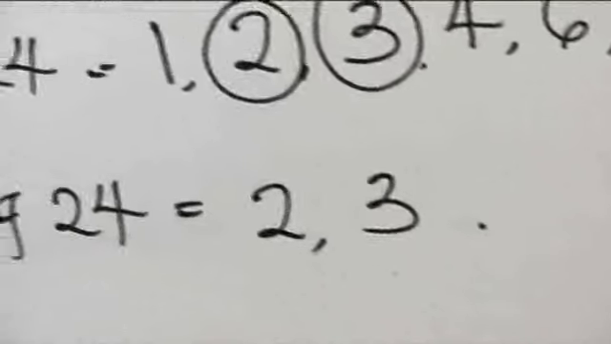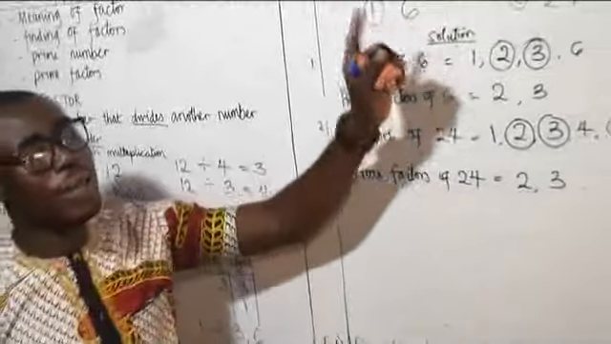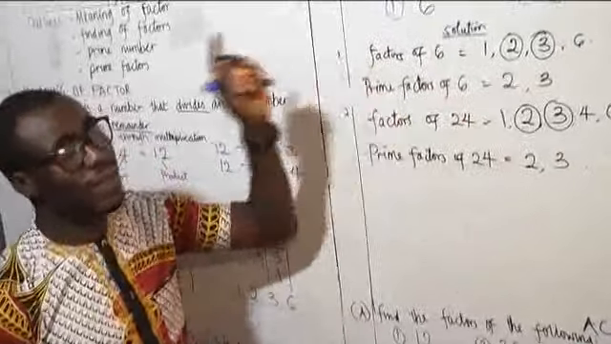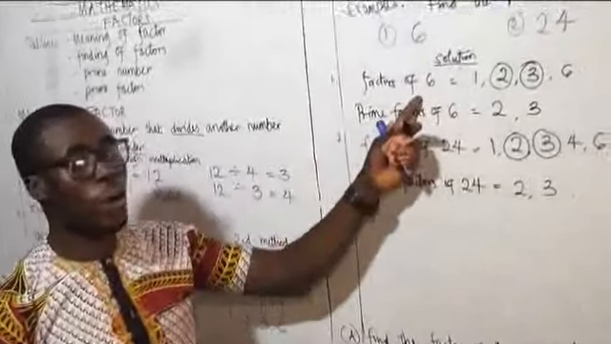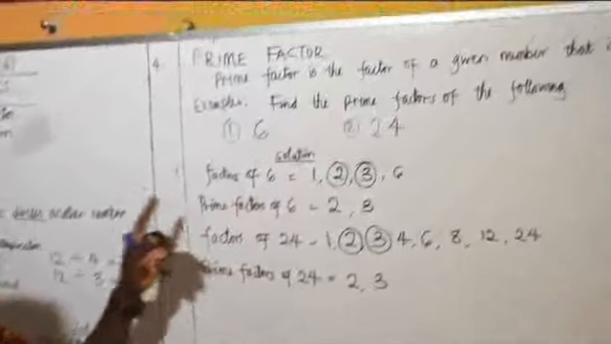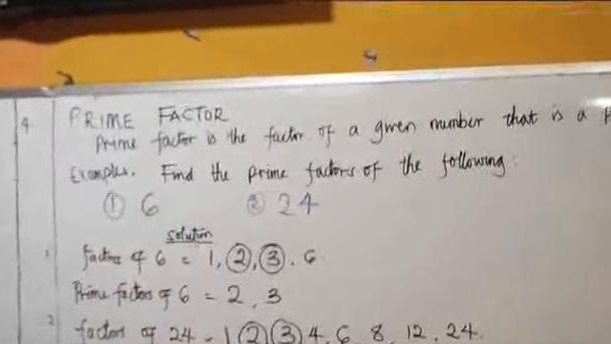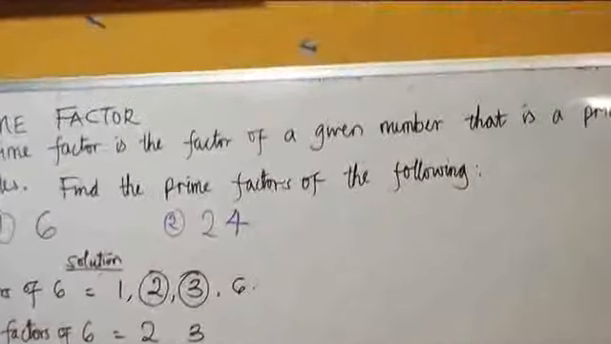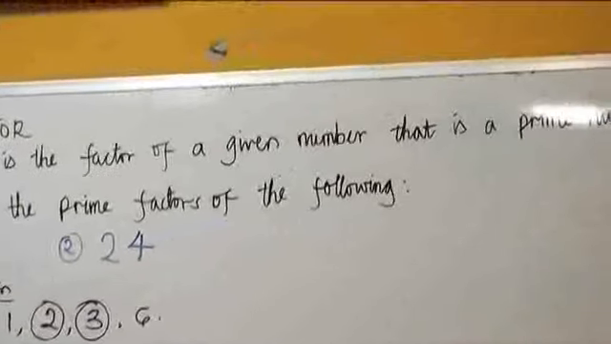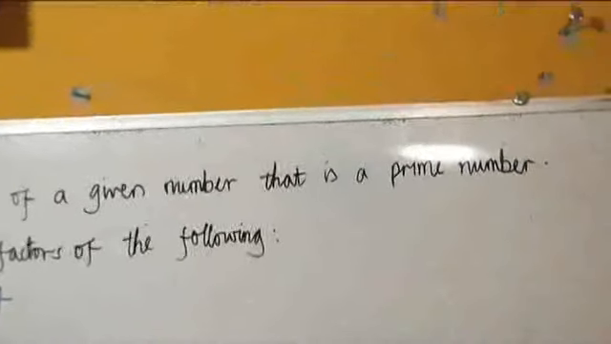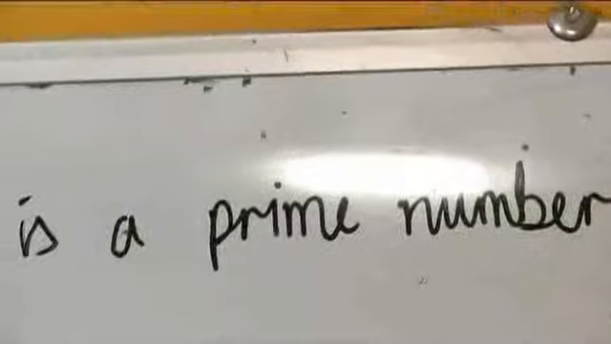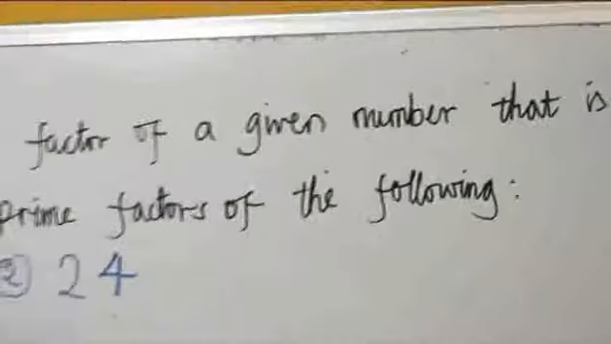Thank you very much. So once again, a prime factor is a factor of a given number that is a prime number. For you to find the prime factors of any number, the first thing is to find the factors of that number. From those factors, you pick your prime numbers, and that gives you your what? Prime factors. So thank you very much.